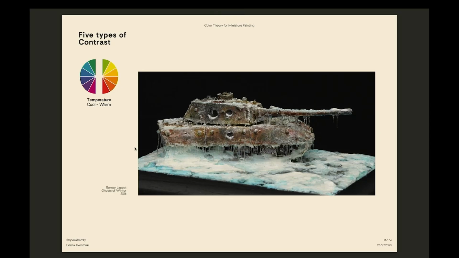Now then, on to the next type of contrast, we have temperature. So here you can see that a tank has met its untimely end on a bed of, I guess, frozen water. And the artist has chosen to highlight the coldness of the water with these blue glazes, blue shades, and then instead have the tank be in these rusty, warm tones in order to drive up the contrast between these two elements.